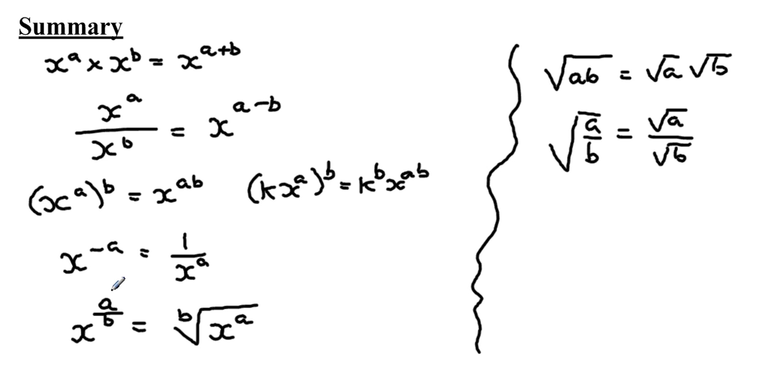x to the power A over B is just x to the power A and the B root. Okay, I'll take the root dependent on B. Remember, in some questions it will be much easier if you take the root first and then power up. The square root of AB equals the square root of A times the square root of B, and similar holds true for fractions.